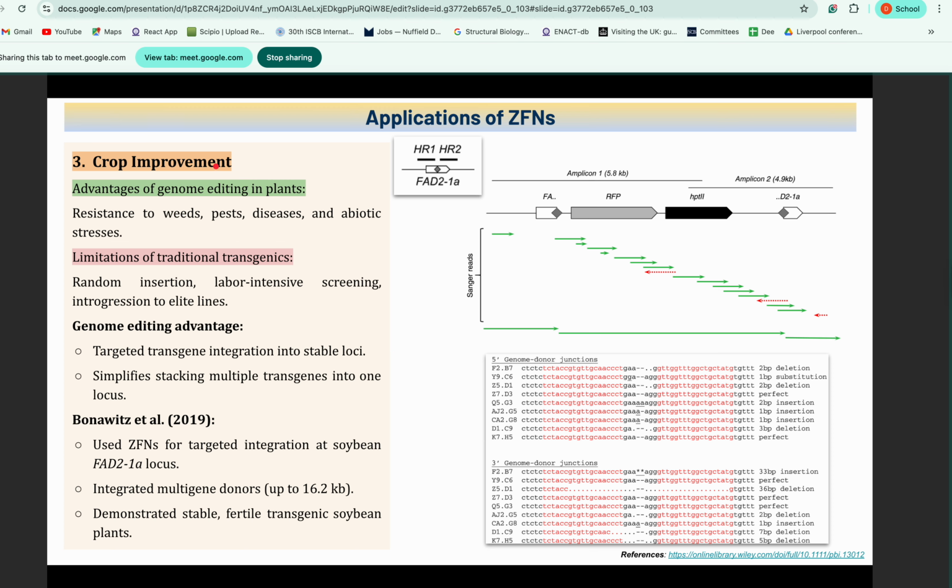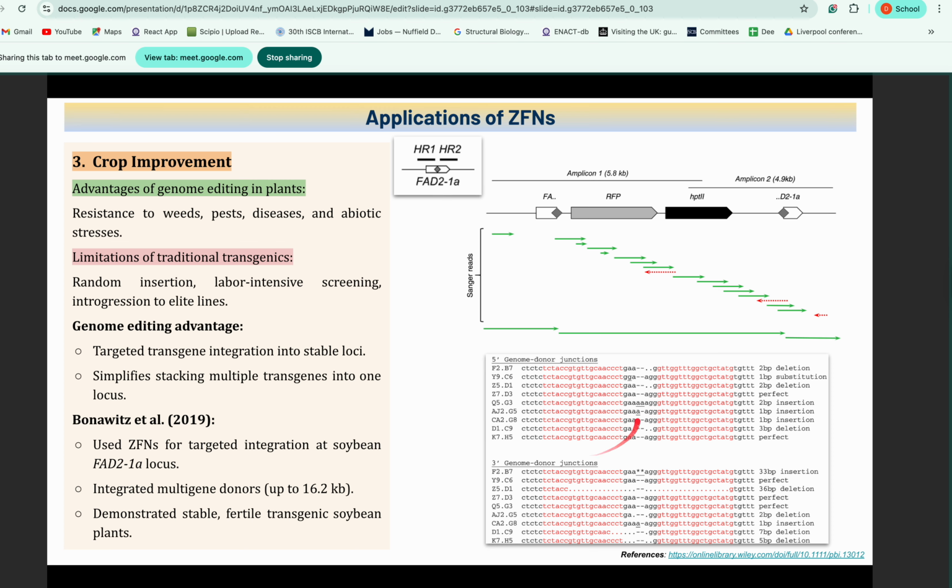Then the third application is crop improvement. One example of crop improvement is the study by Bonawitz et al. in 2019, in which he used zinc finger nucleases for targeted integration at the soybean FAD21 alpha locus. In this gene he made an insertion, and integrated multi-gene donors of up to 16.2 kb. So with the help of ZFN, not just deletions but insertions of larger size can also be made, up to 16.2 kbs, and this demonstrated a stable and fertile transgenic soybean plant.